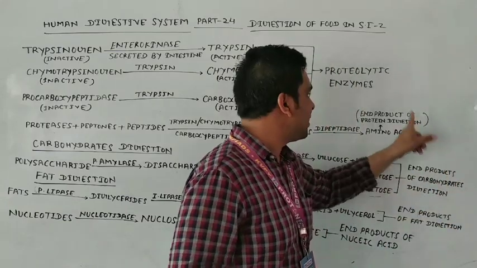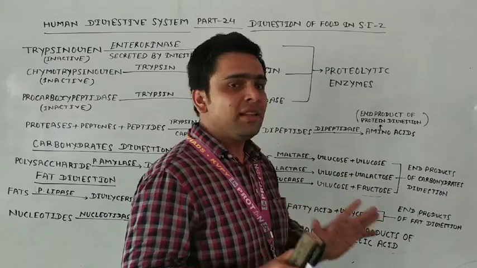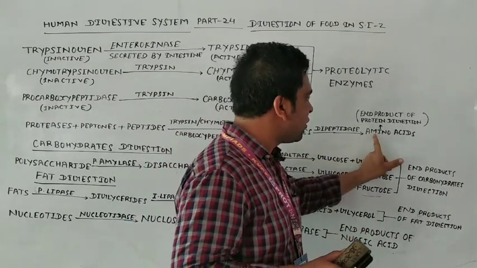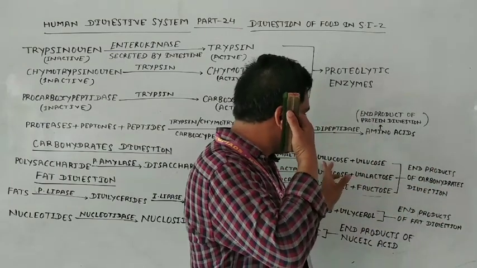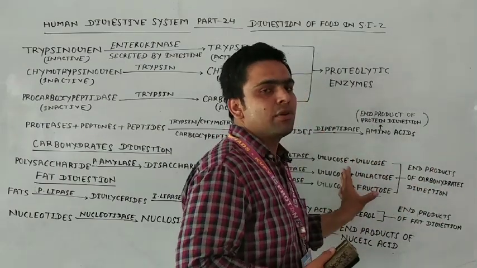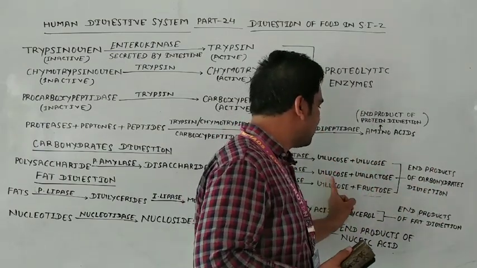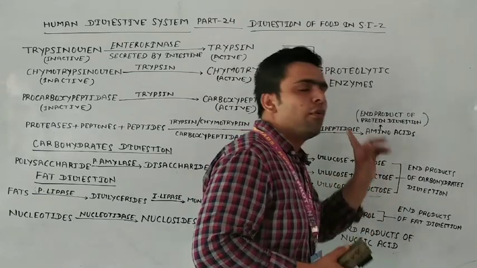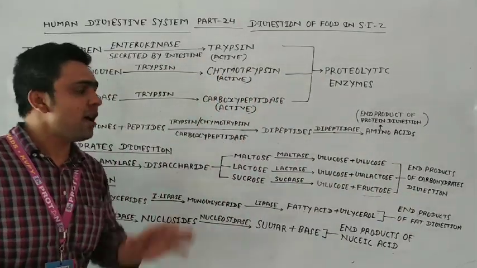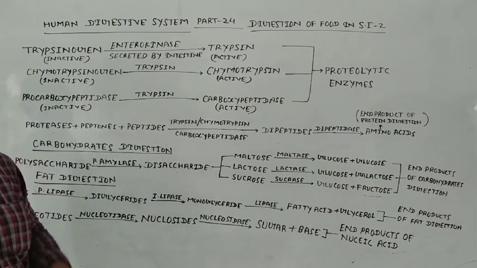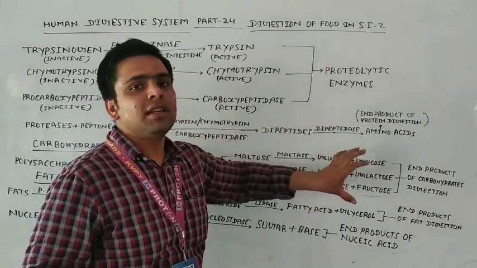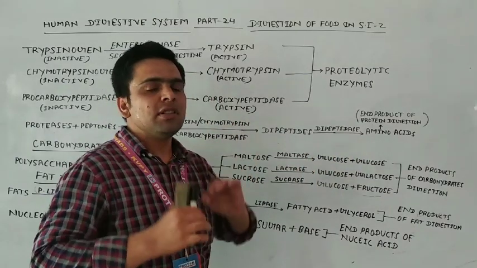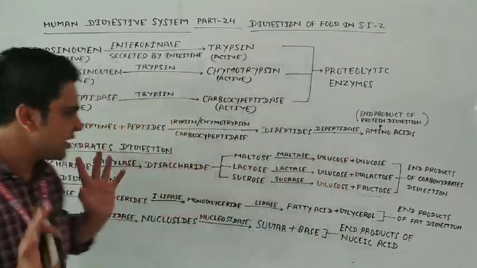As we discussed earlier, the end products of protein digestion are known as amino acids, and the end products of carbohydrate digestion are the monosaccharide sugars: glucose plus glucose, glucose plus galactose, and glucose plus fructose. So this is the simplest form of carbohydrates. This is the form of carbohydrate digestion that is absorbed by our body. Clear, students? So you must remember this.